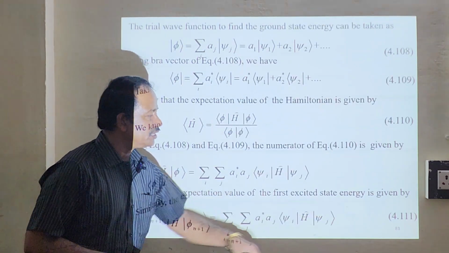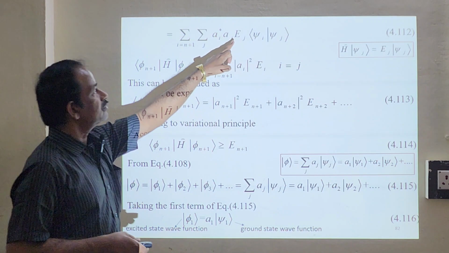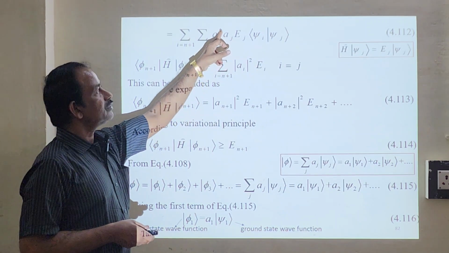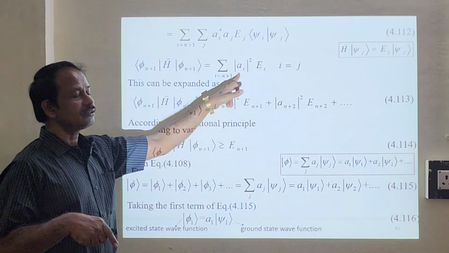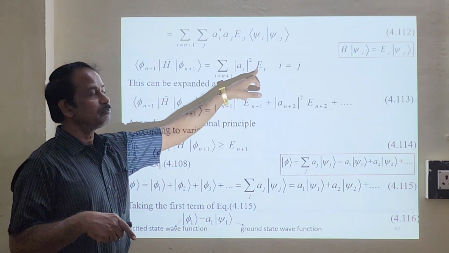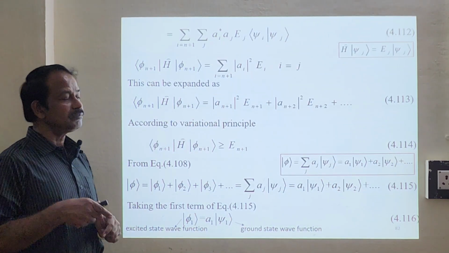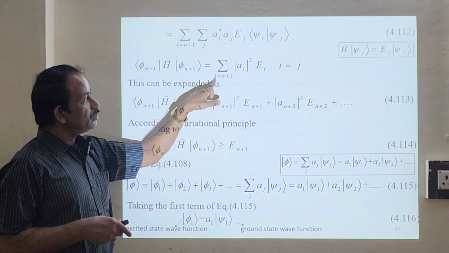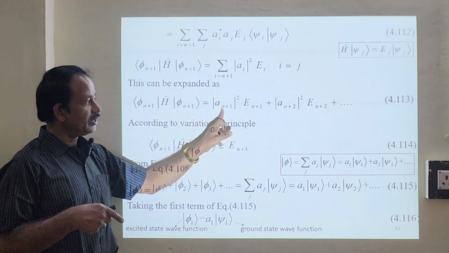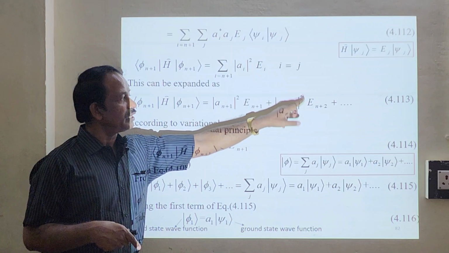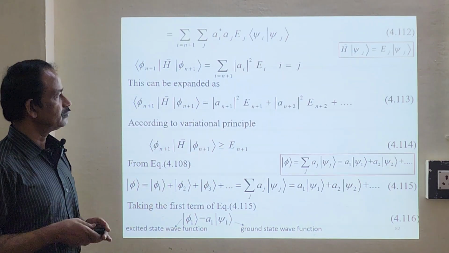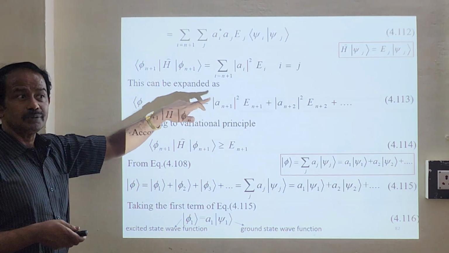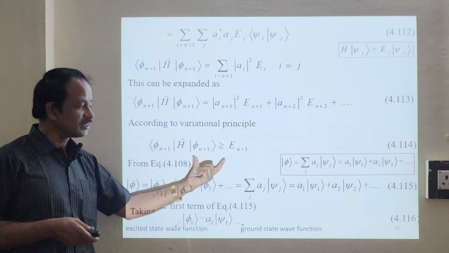Now we know that H operating on psi j will give you Ej psi j. So that can be written like this. Ai star Aj, if i equals j, will give you mod Ai squared multiplied by Ei. The summation again goes from i equals n plus 1. So this can be expanded: i will be n plus 1, so this must be mod a n plus 1 squared e n plus 1, mod a n plus 2 squared e n plus 2, and so on. Is it okay? So this is for the numerator. This value will always be greater, so this must be greater than or equal to e n plus 1.